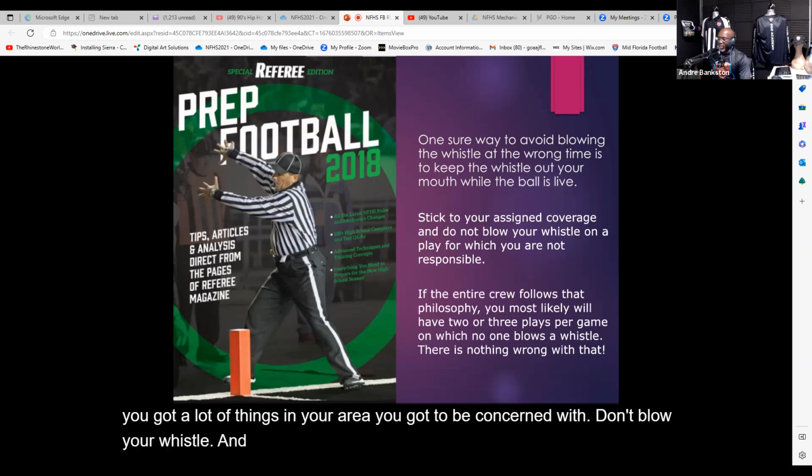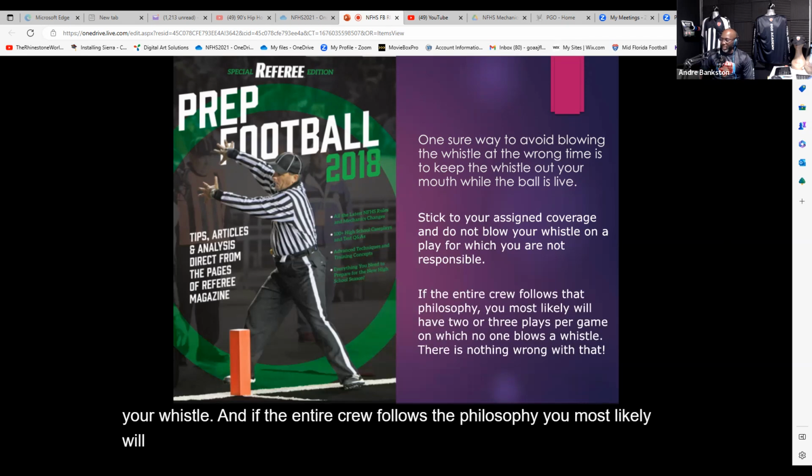And if the entire crew follows the philosophy, you most likely will have 2 or 3 plays per game on which no one blows a whistle. There's nothing wrong with that.